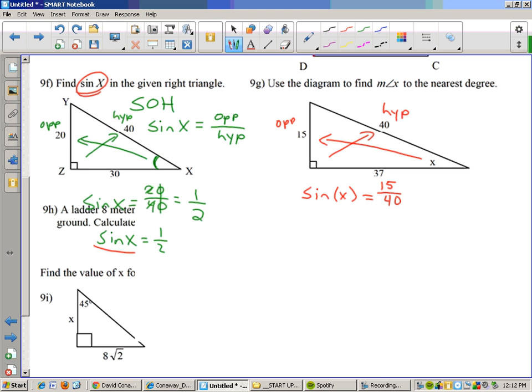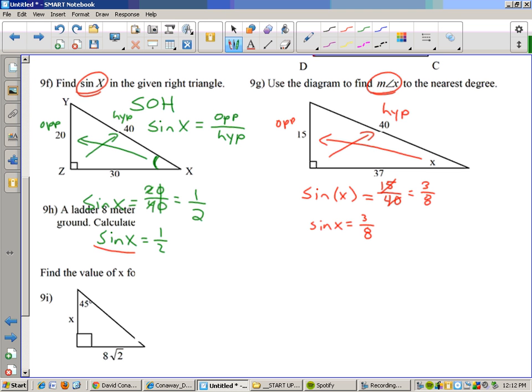And whenever I reduce this, I'm going to end up getting 3/8. And so sine of x equals 3/8. But they actually asked me to find the measure of angle x now. They didn't want us just to find sine x. They want us to find the measure of angle x.